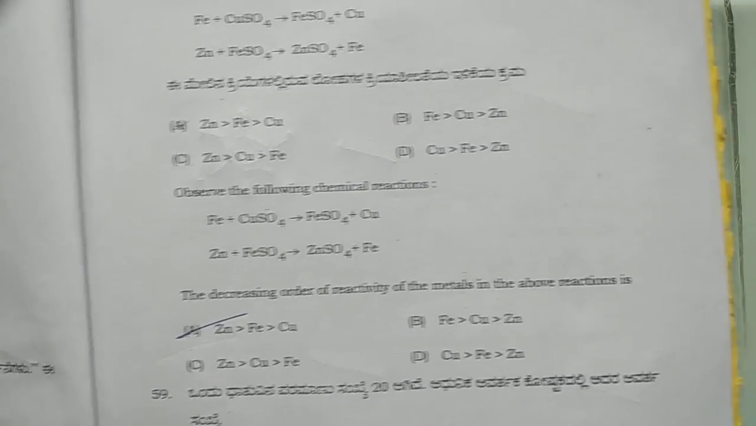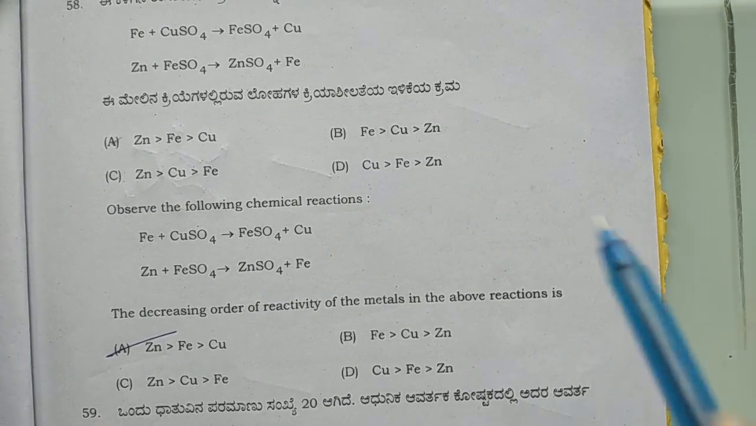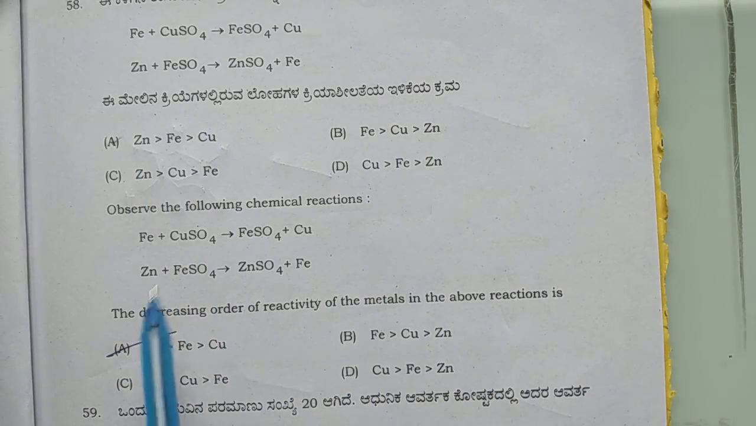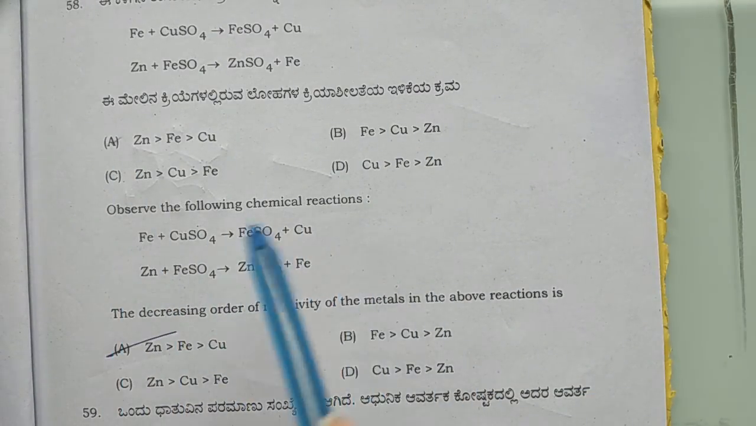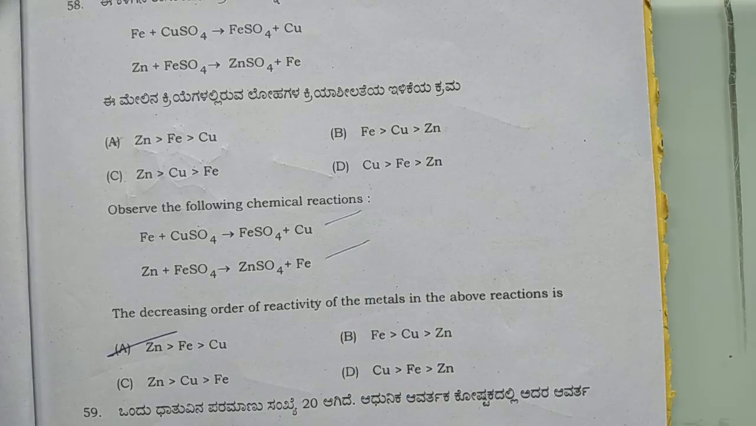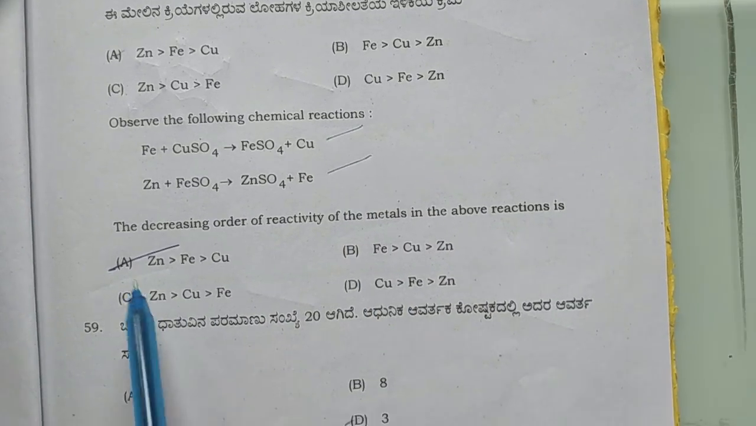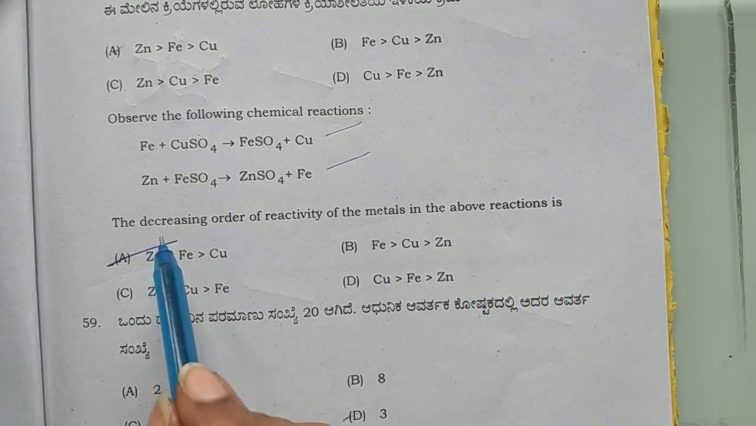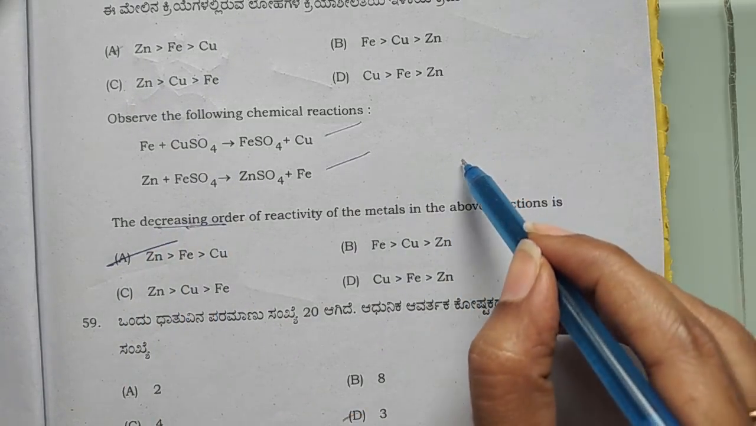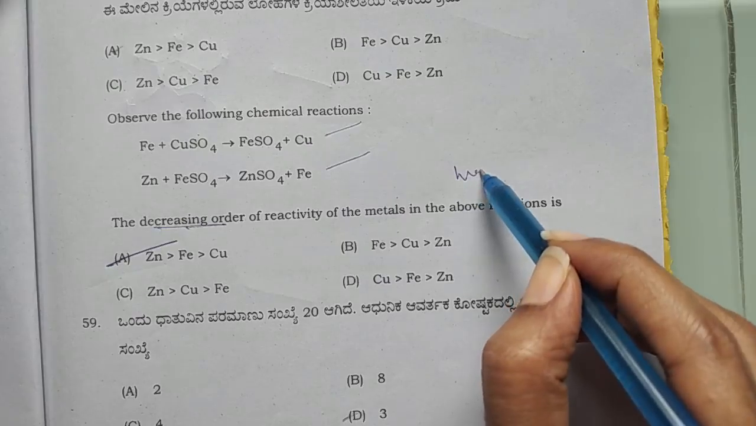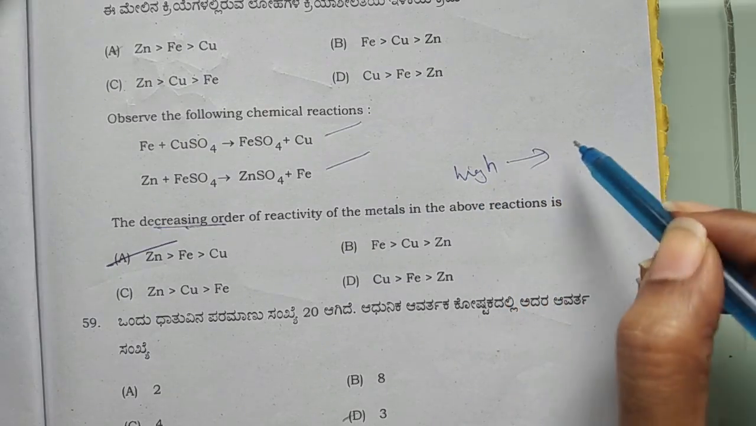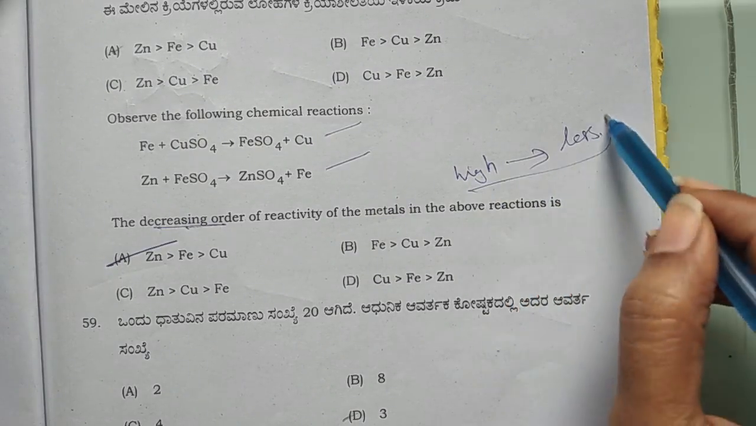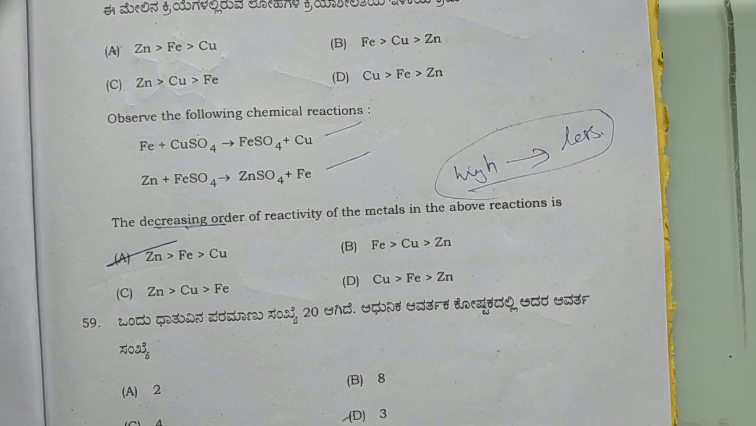Coming to 58th, this question you have to think and answer. Observe the following chemical reaction. Okay, so 2 chemical reactions are given. The decreasing order of reactivity of metals in the above reaction. Say, decreasing order means what? High reactive to less reactive. So this is the decreasing order, isn't it? Highly reactive to less reactive.